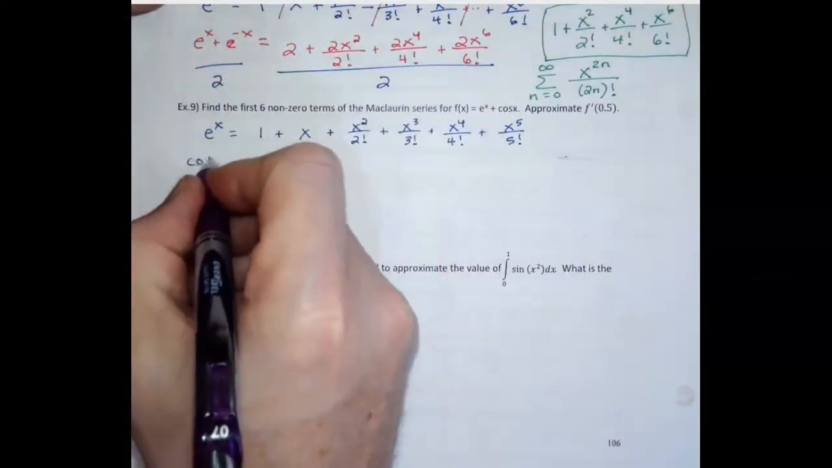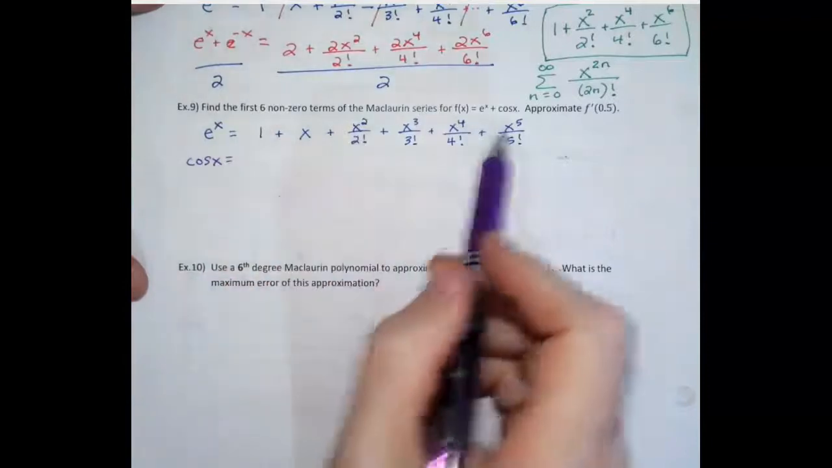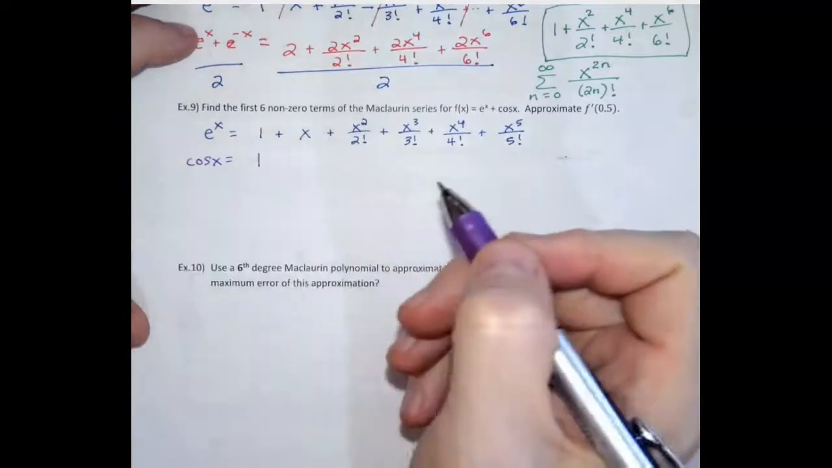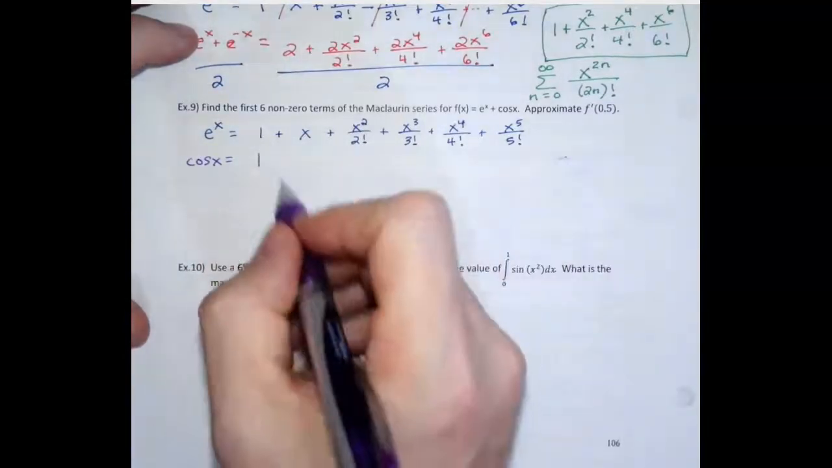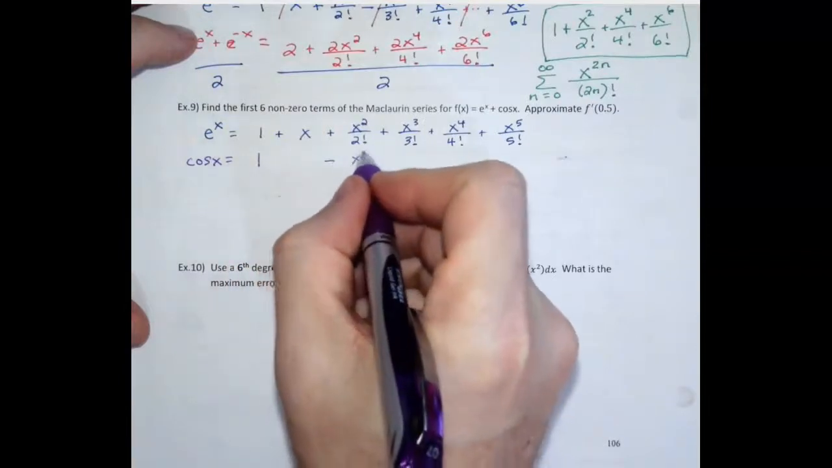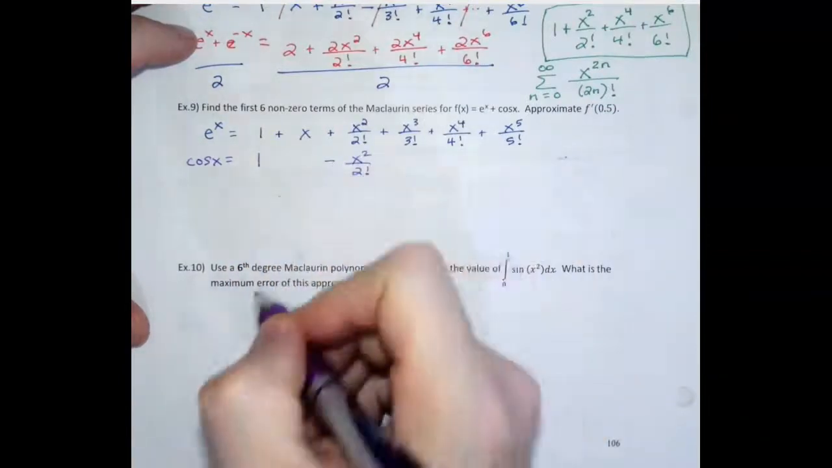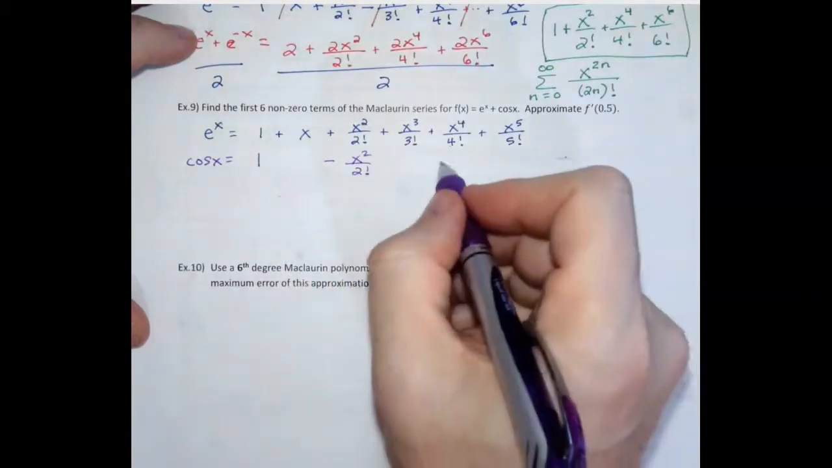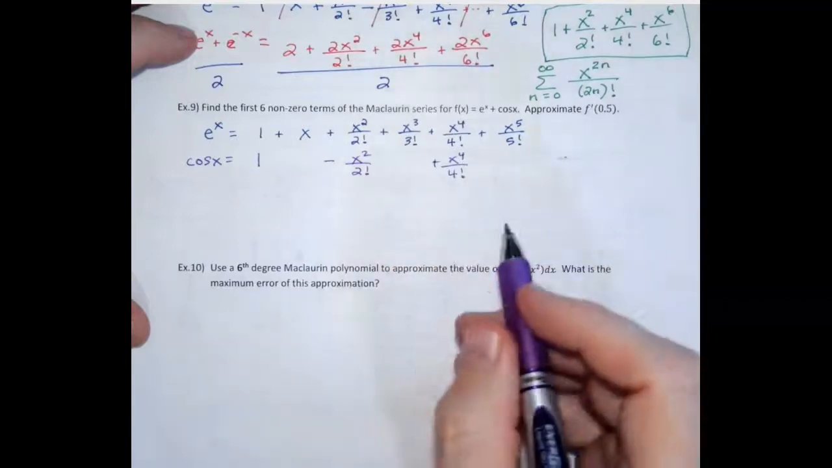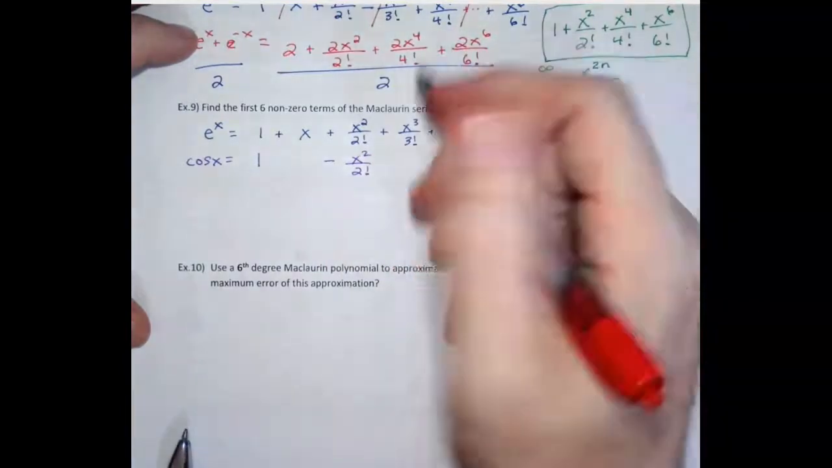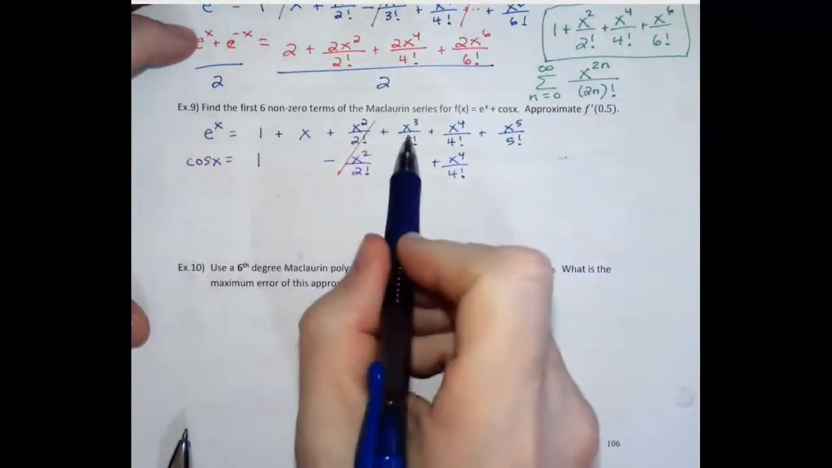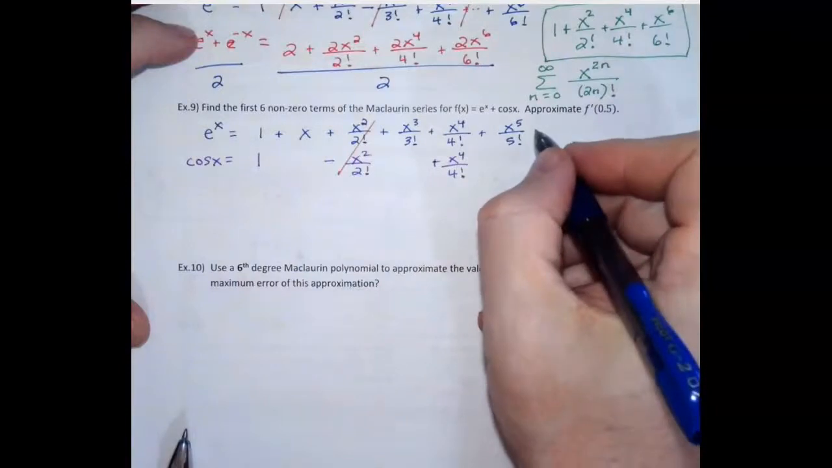So if we do cosine here, this is why it's good to have them memorized, because you can just go straight into them. And remember, cosine starts at 1, just like the graph of cosine starts at 0, 1. And then it alternates signs also. So that's going to be x squared over 2 factorial, and then it skips, and then it's plus, and that's 4 factorial. So that just eliminated one of our terms. So we're going to have to go further. So 1, 2, 3, 4, 5. We're going to need another one.